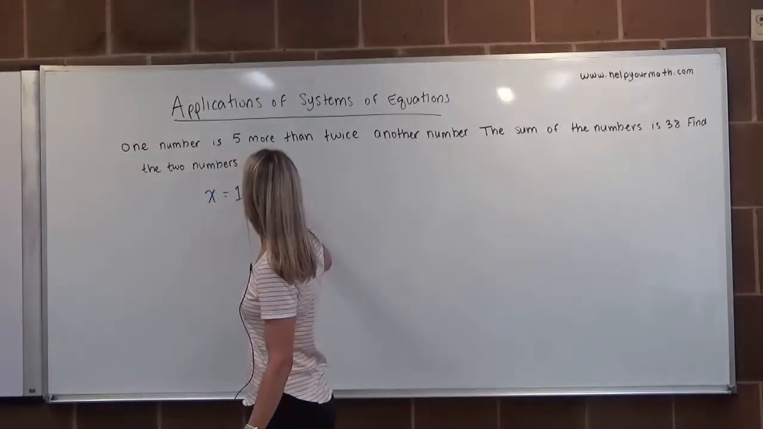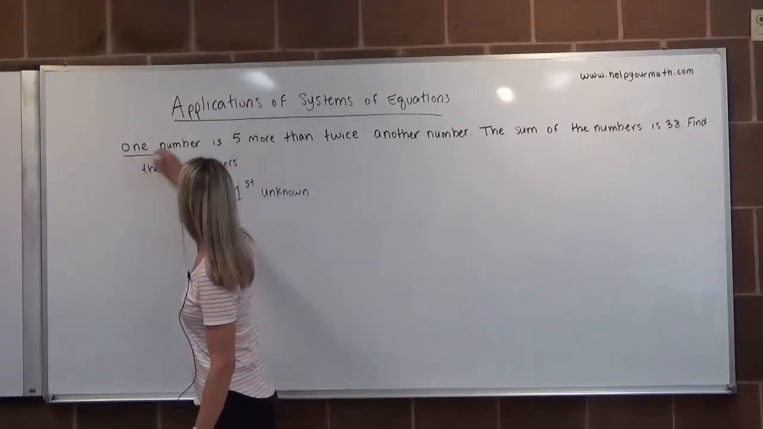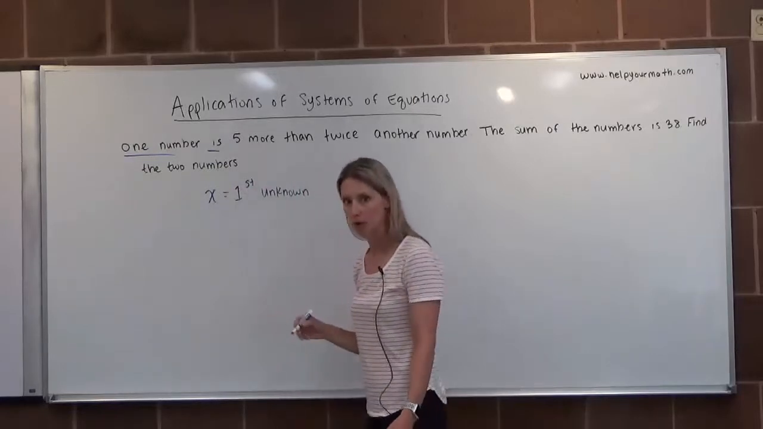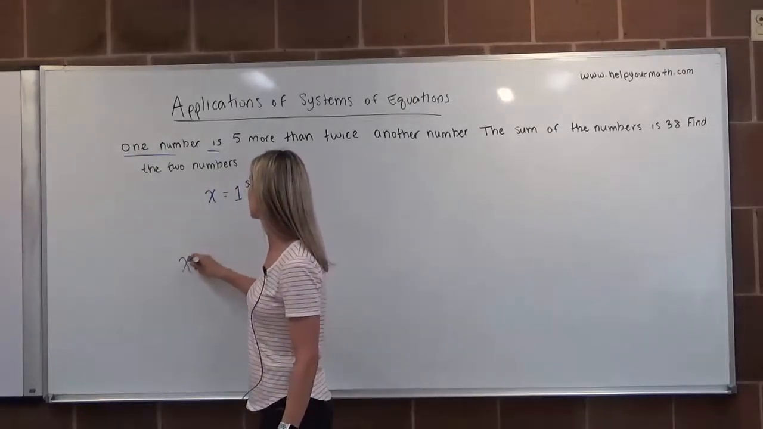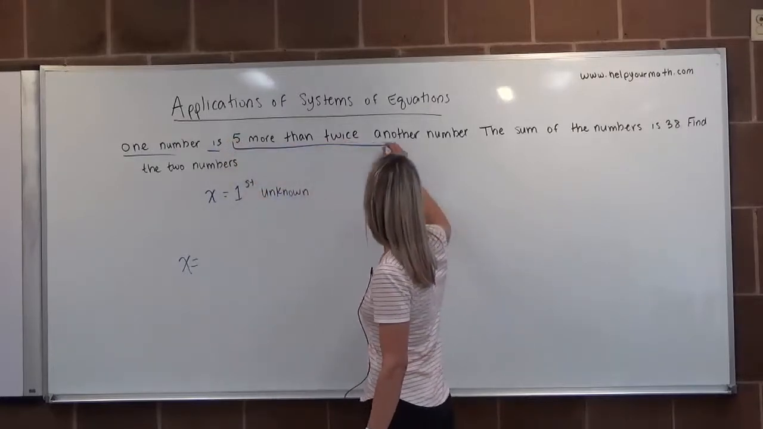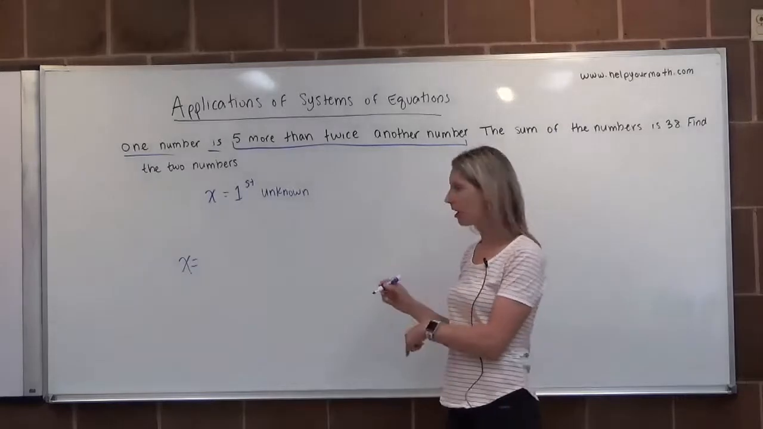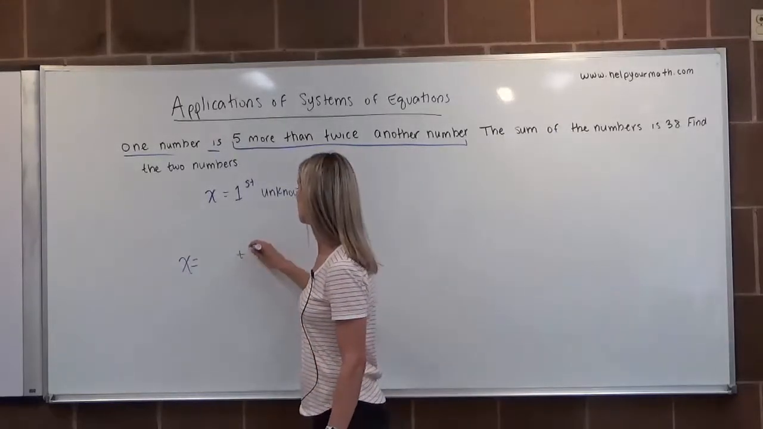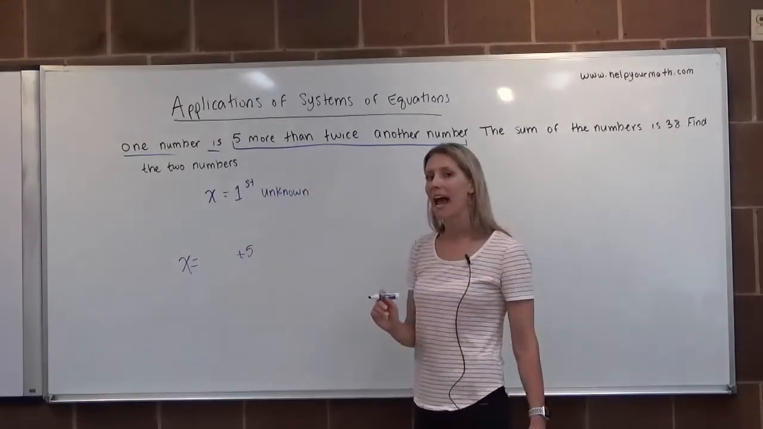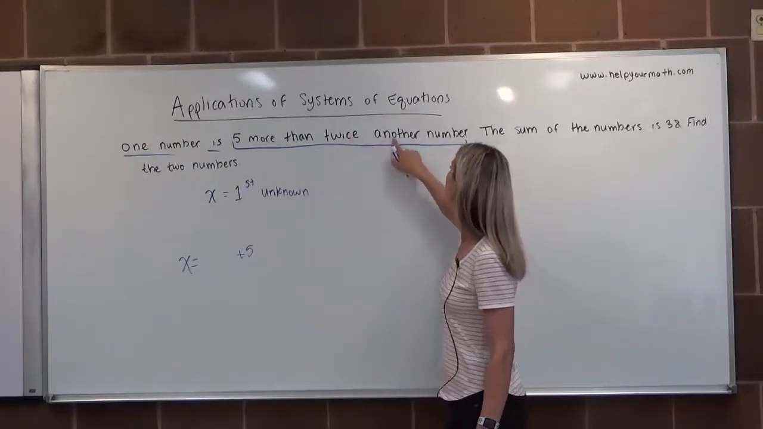All right, so our first unknown is going to be X, and that number indicates equals, so we're going to say X equals, what does it equal? 5 more than twice another number. 5 more than means something plus 5. So we have something plus 5. What are we adding 5 to? Twice. That means 2 times twice another number.